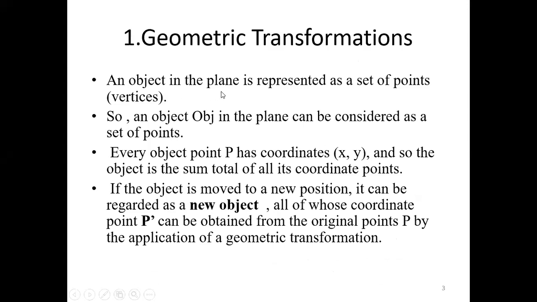The object in the plane is represented by a set of points, that is, vertices. The object in the plane can be described as a set of points. So any object that you see on the screen can be said to be a collection of points. For example, the screen that you are currently seeing, if I say that this is also a 2D plane, each of the lines that you are reading is actually a collection of points. Every point P has a coordinate x, y, so the object is the sum total of all its coordinate points.